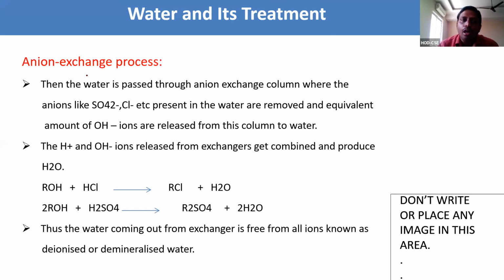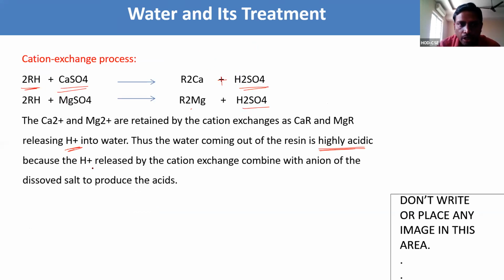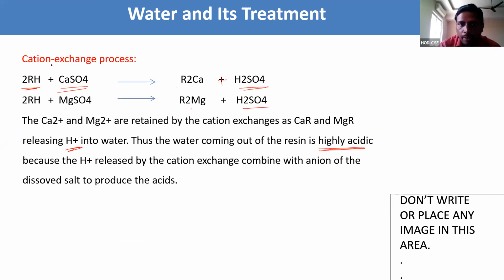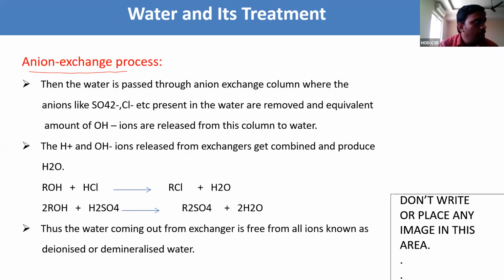Now coming to the anion exchange process. The water from the first column goes to the second column. Here we got RH plus, which reacts with CaCl2 and forms R2Ca plus HCl. Now this HCl is the byproduct, and this byproduct is moved to the anion exchange resin.